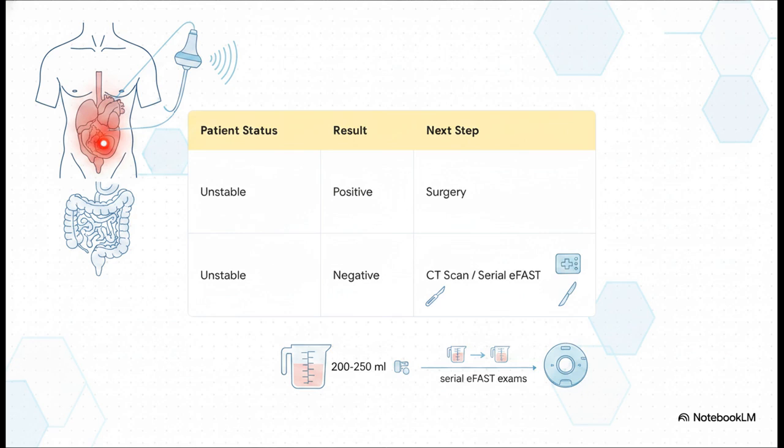But notice that bottom row. A negative scan on an unstable patient does not mean you're off the hook. The eFAST usually needs about 200 to 250 milliliters of fluid to even show up as positive. So if it's negative early on, you have to pivot to a CT scan if they stabilize, or keep doing serial eFAST exams, because as we know, significant bleeding can easily be delayed.